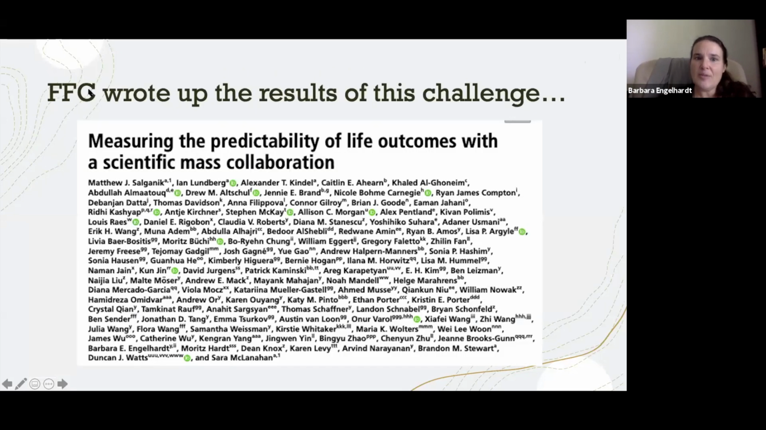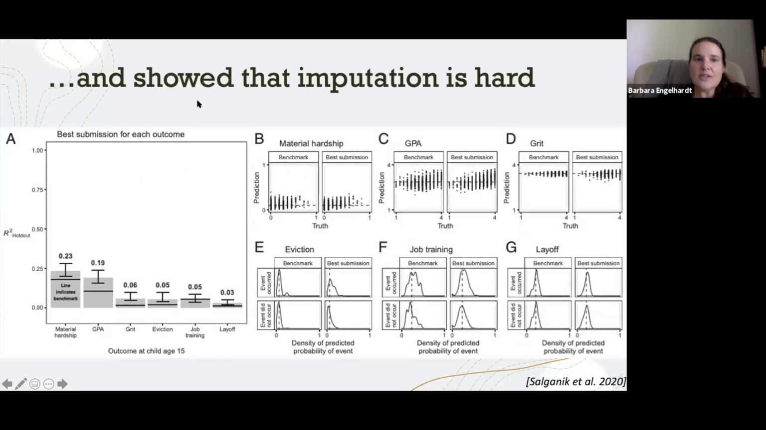The Fragile Families Challenge, they wrote this up in a 2020 paper in PNAS recently that I was a part of, but hidden in there somewhere. And basically it showed that imputation with social science data is incredibly challenging. Not surprisingly to anyone, I think, but how bad it was was really striking. The challenge itself included on the order of 200 different approaches to try and impute material hardship, grade point average, grit, whether a family was evicted, the results of job training, and whether a family member was laid off during this period when the child was at age 15.